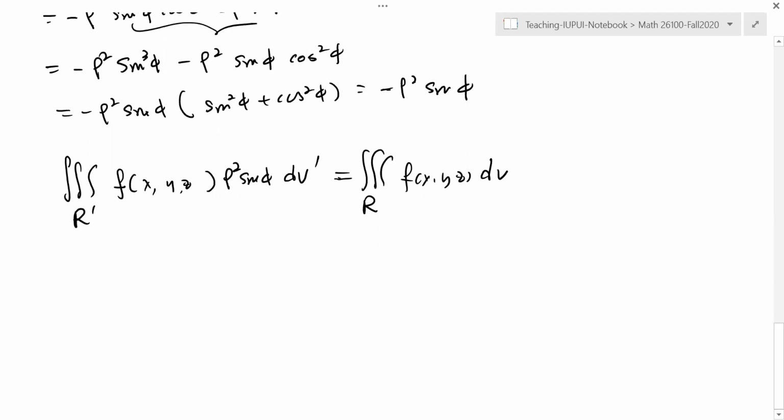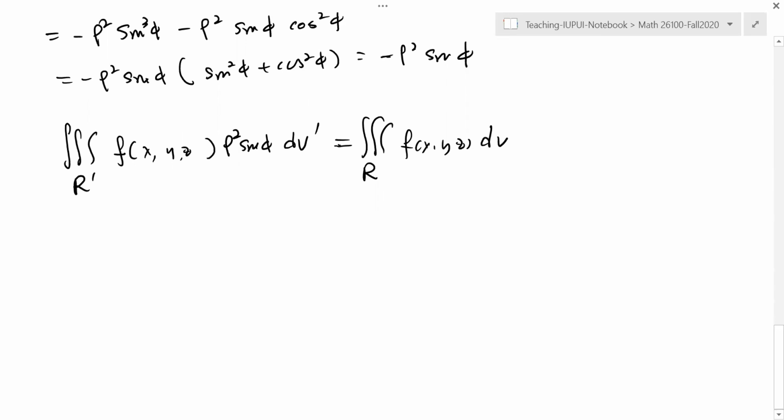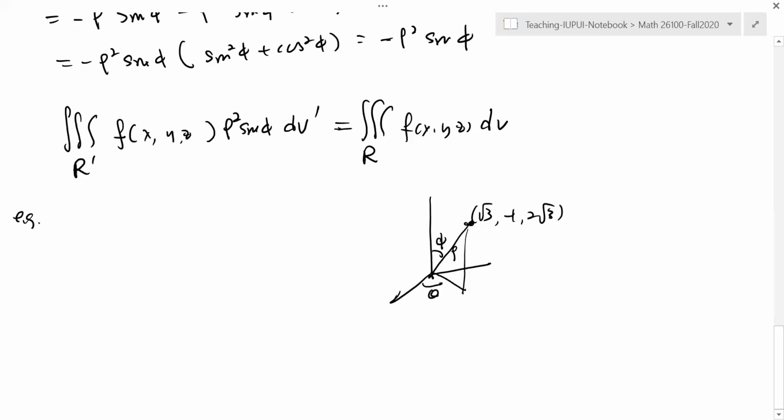So before we do this, let's get familiar with this transformation. Suppose you have a point. Here's the example. You have a point with coordinates square root 3, -1, 2 square root 3. I want to find out the phi, and I also want it projected to here, I want to find the theta, and I want to find the rho. How can I do that?